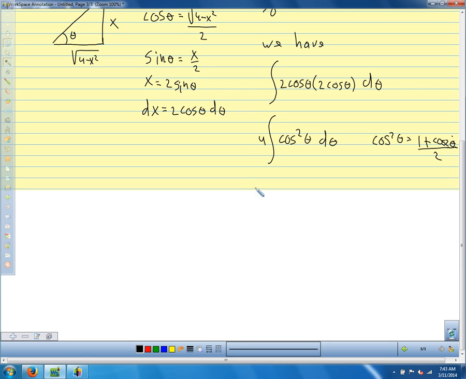So we get 4 times the integral of 1 plus cosine 2 theta over 2 d theta. We can cancel out this 2. We end up evaluating the integral of 1 plus cosine 2 theta d theta. So when we evaluate that, we get 2 theta plus sine 2 theta over 2. And now we need to find our limits.